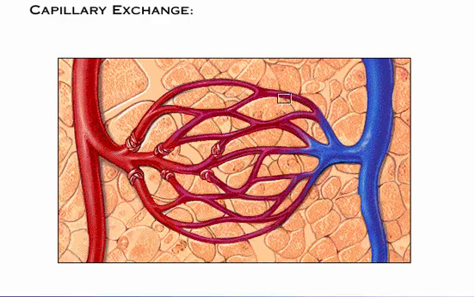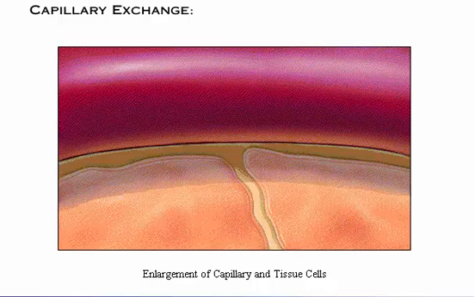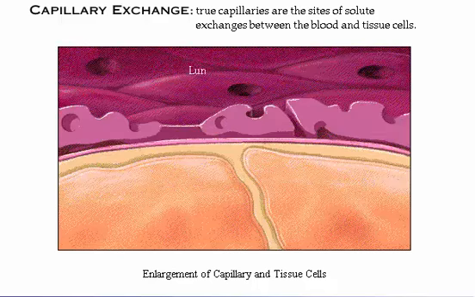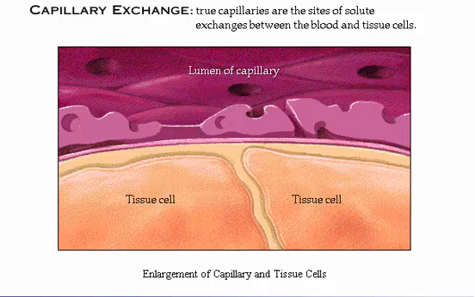We will now look at how materials are exchanged between the capillaries and tissue cells. The true capillaries are the sites of solute exchanges between the blood in the lumen of the capillaries and the tissue cells.